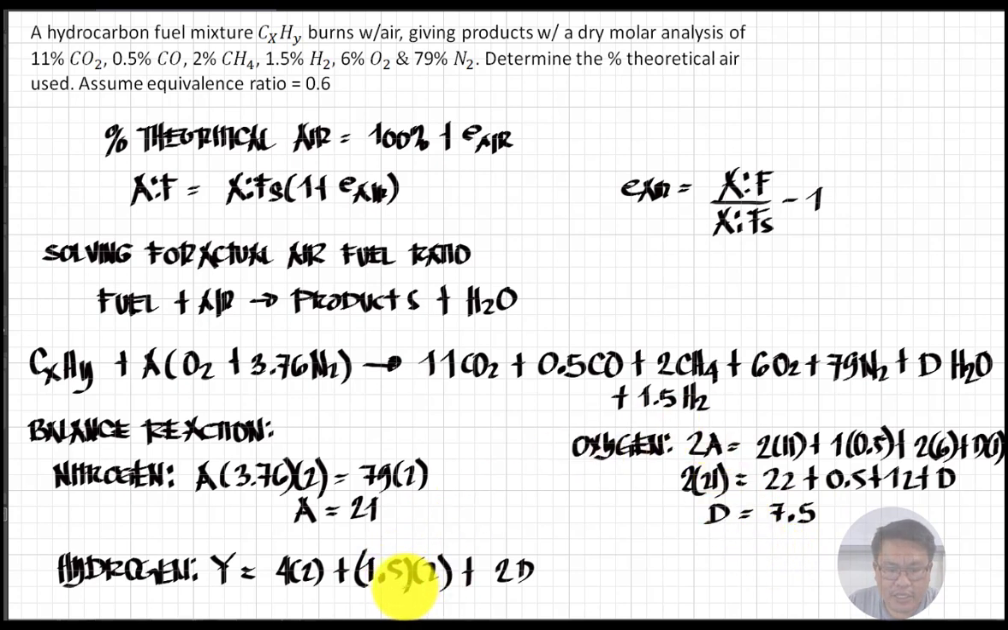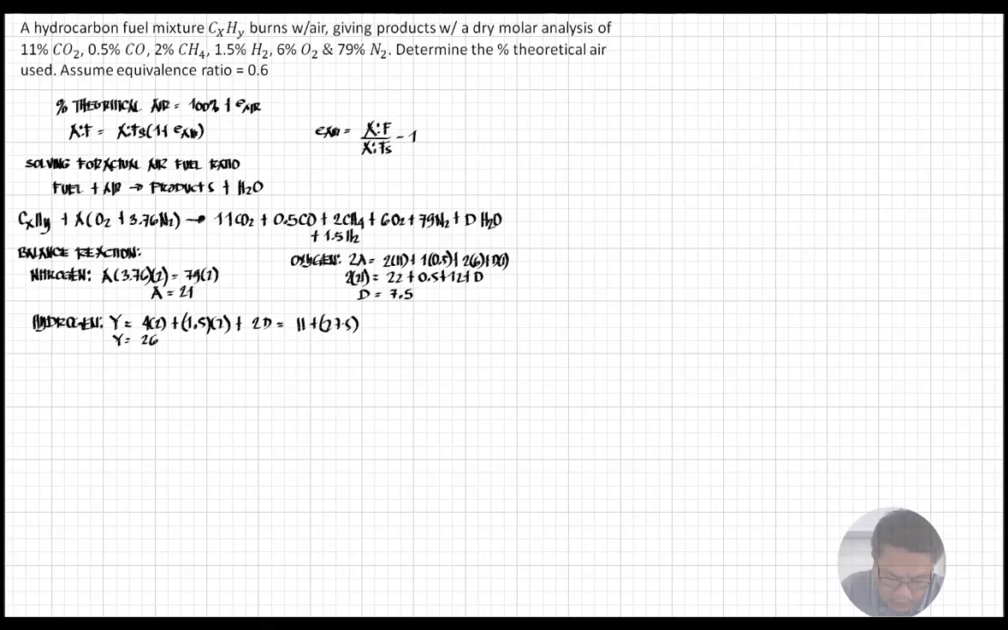Then we can substitute this one here. So we have now the value of your Y, which is equal to, that will be 11, or this one, 4 times 2 plus, that will be 8 plus this one, 1.5. So we have 11 plus 2 times 7.5. So we have the value of your Y, which is equal to 26. So let's continue.